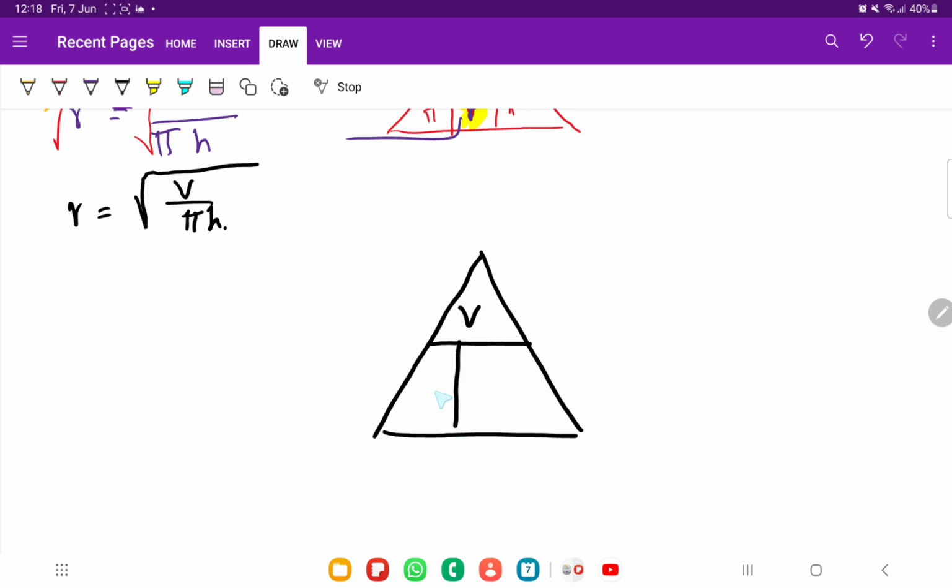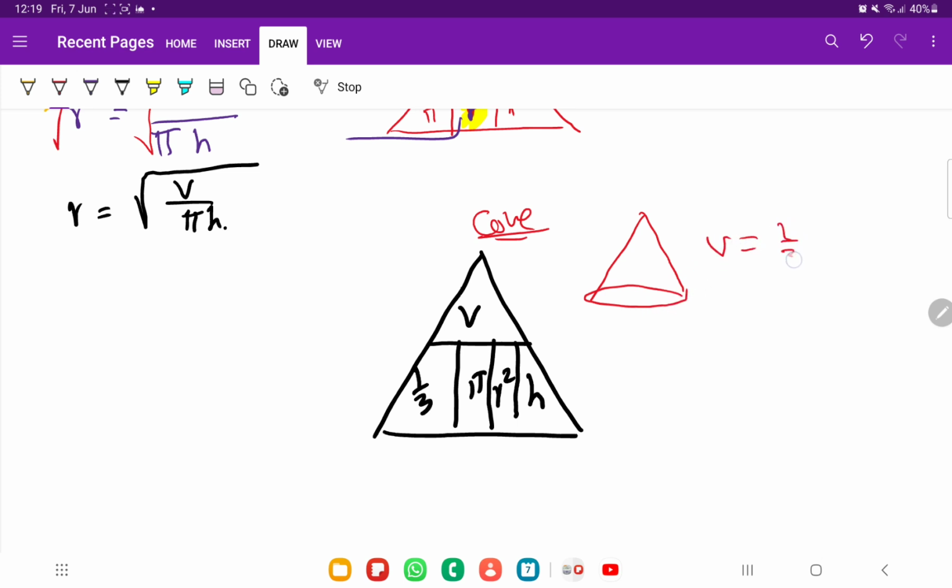I have volume 1/3 pi r squared and height. Very good. This is what now I'm working with, the cone. What is the shape of the cone? Here it is, and the main rule for the volume is 1/3 pi r squared h.